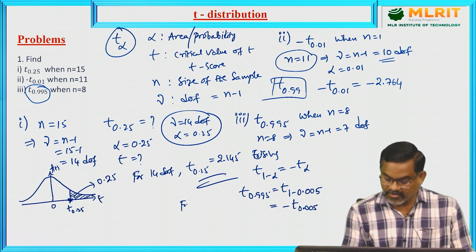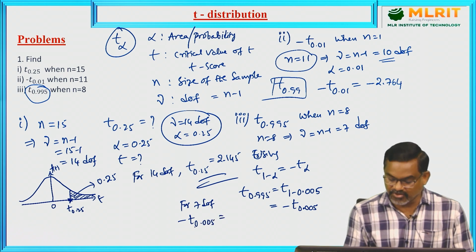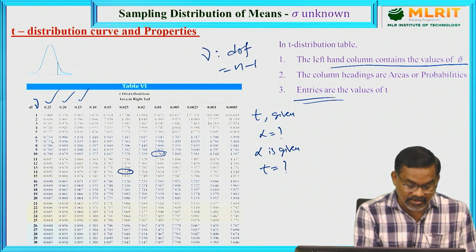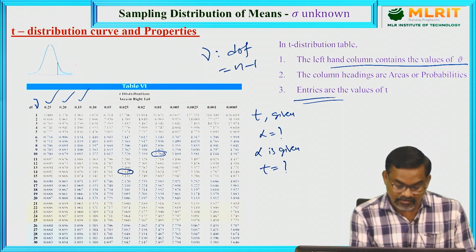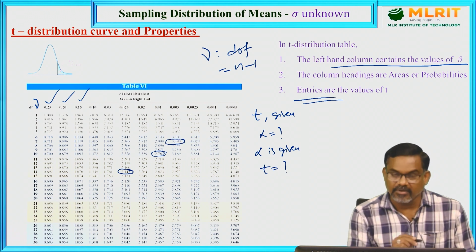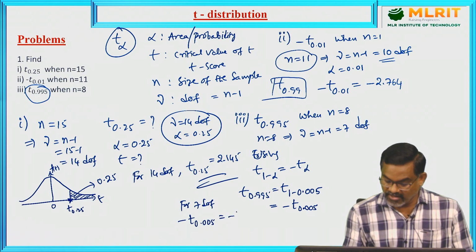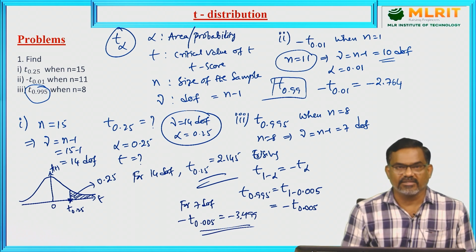So, for 7 degrees of freedom, minus t 0.005 from the t distribution table: 7 degrees of freedom and 0.005, this value is 3.499. So, it is minus 3.499. Like this we calculate the t values if areas are given.